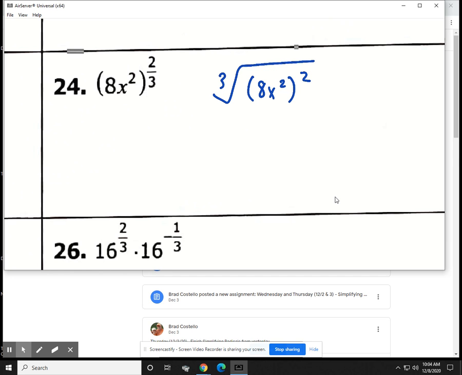Let me show you the other way you could have done it. I want to show you both ways. I'm going to do one in red and one in blue. Here's the other way: you could have taken 8 and raised it to the 2/3 power. Then you could have taken x squared and raised it to the 2/3 power. Don't you multiply? 2 times 2/3 is 4/3. Okay? Which one do you want me to do first, red or blue? Okay, for the blue, here's my next step. What is 8 squared?